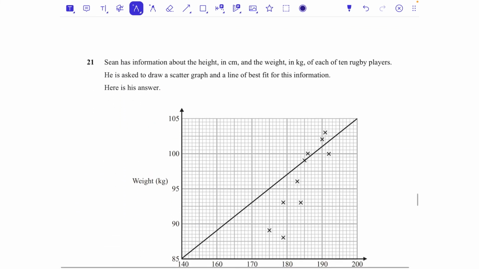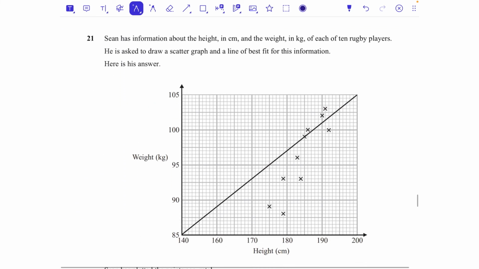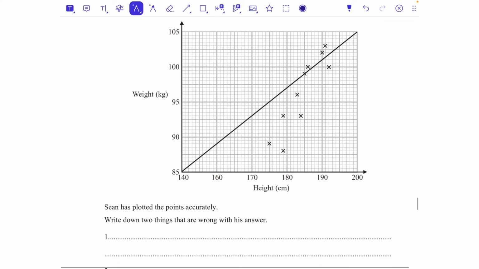Question number 21. Sean has information about the height in centimetres and the weight in kilograms of each of 10 rugby players. He's asked to draw a scatter graph and a line of best fit for this information. Here is his answer. Okay, Sean has plotted the points accurately.